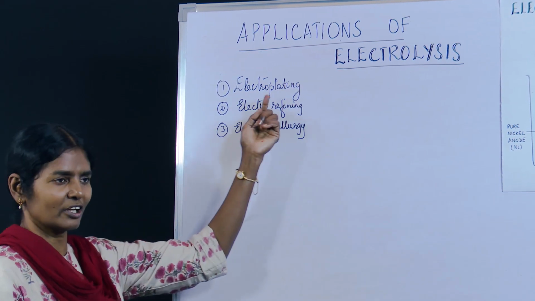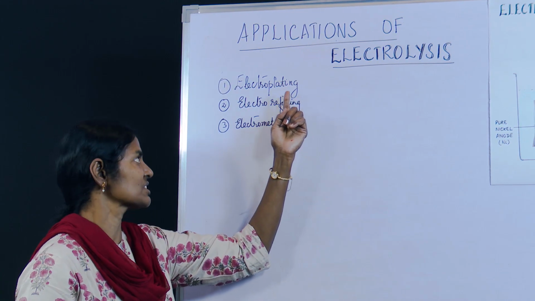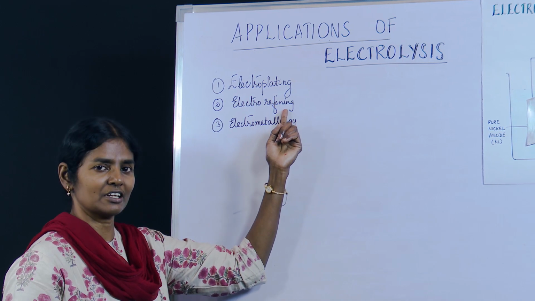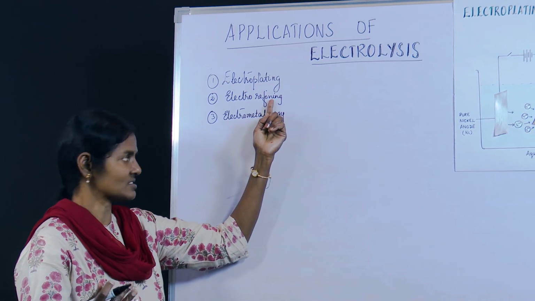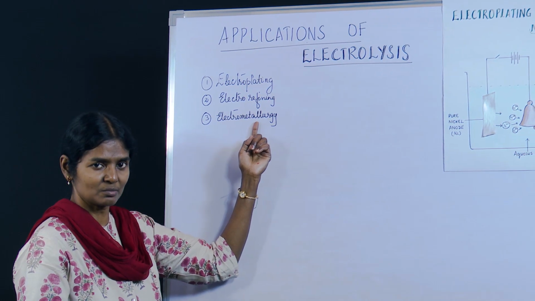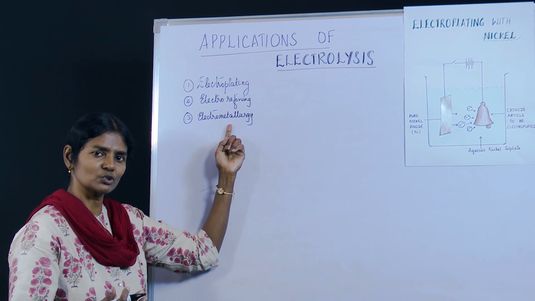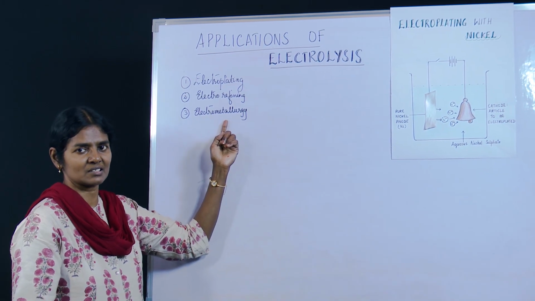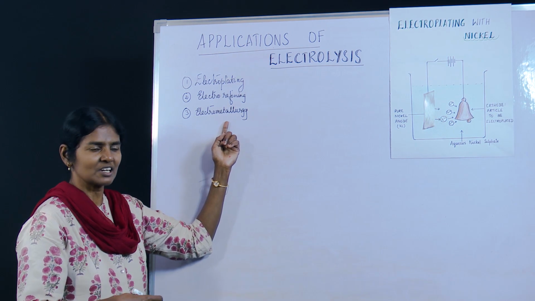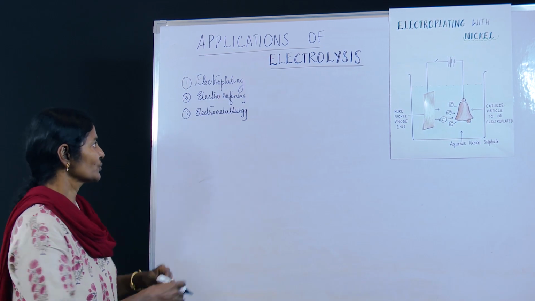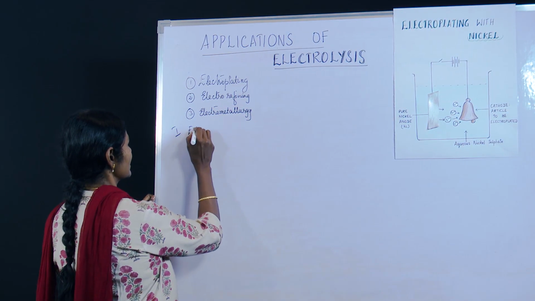Coating of a superior metal over an inferior metal is electroplating. Refining is to purify a metal to the purest, that is 99% or 99.99%. Electrometallurgy is the process through which you extract metals that are highly stable to any other treatment except electrolysis. Now we move on to electroplating.